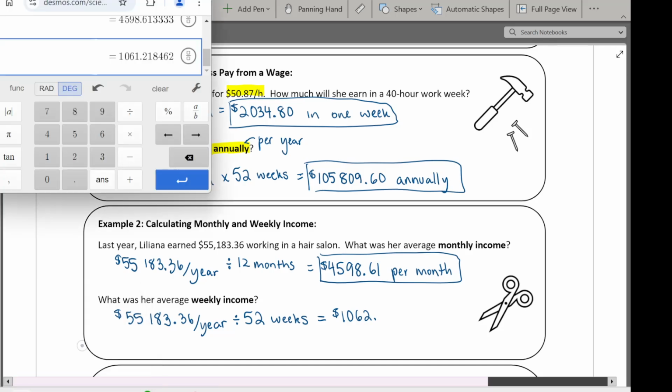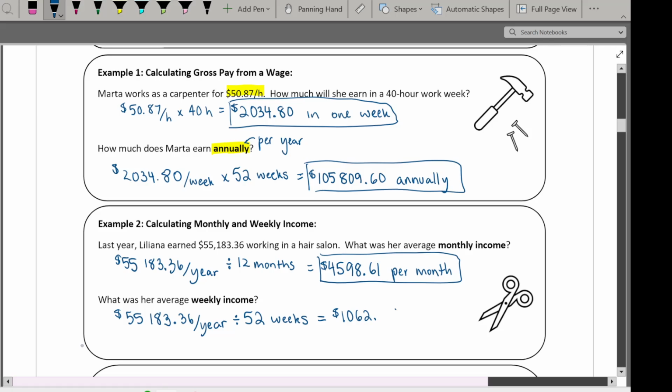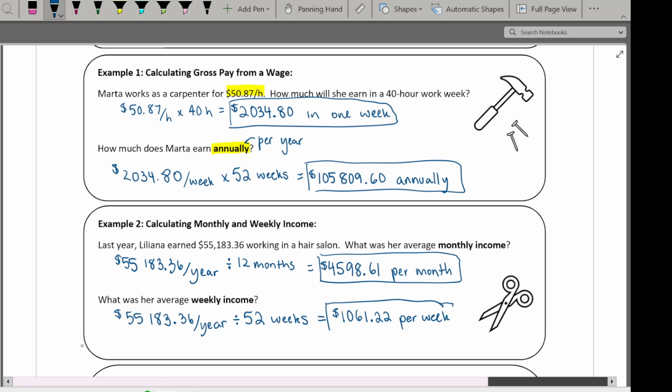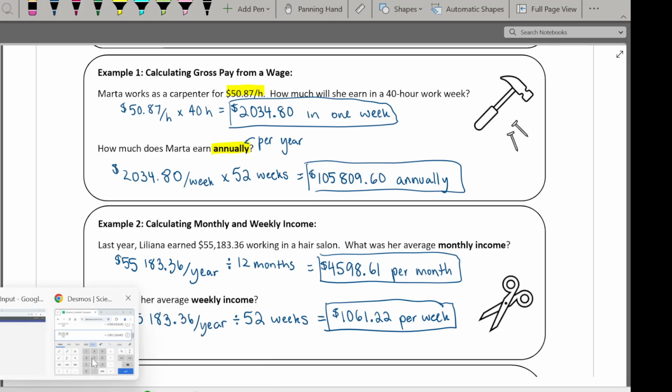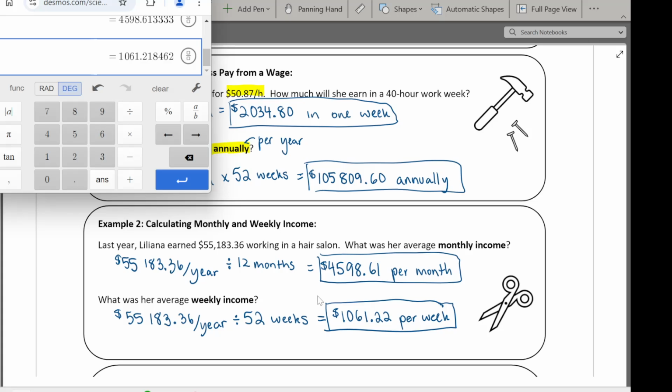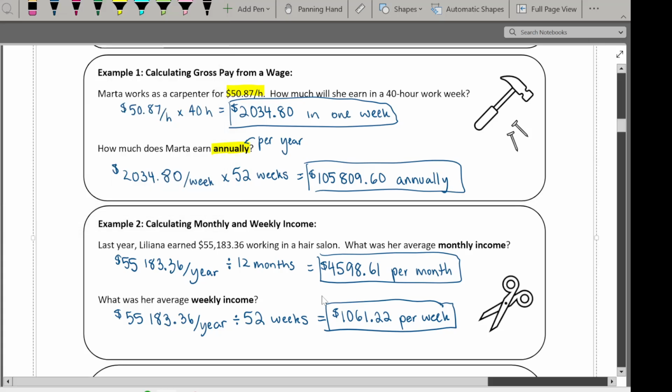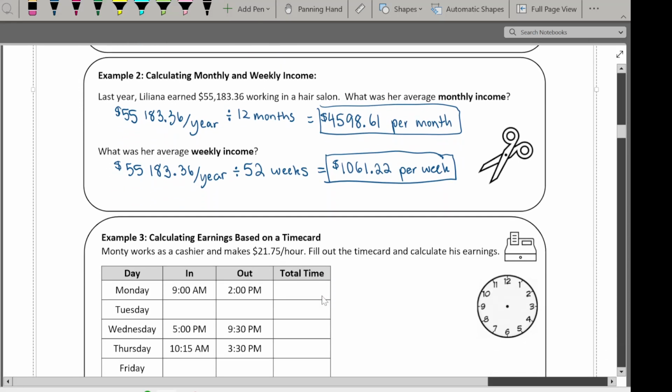and $1,061.22 per week. Okay. All right, so let me just pull that up one last time and just make sure I wrote that down correctly. $1,061.22. Yes. Okay.